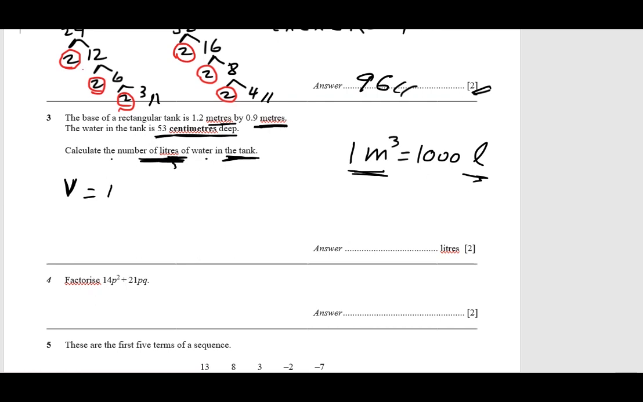So 1.2 multiplied by 0.9, this is the area of the base, multiplied by 53 centimeter, I divide by 100 to change into meter. So now everything is in meter. To change from meter cube into liter, I need to multiply by 1000. Let us start to use our calculator.